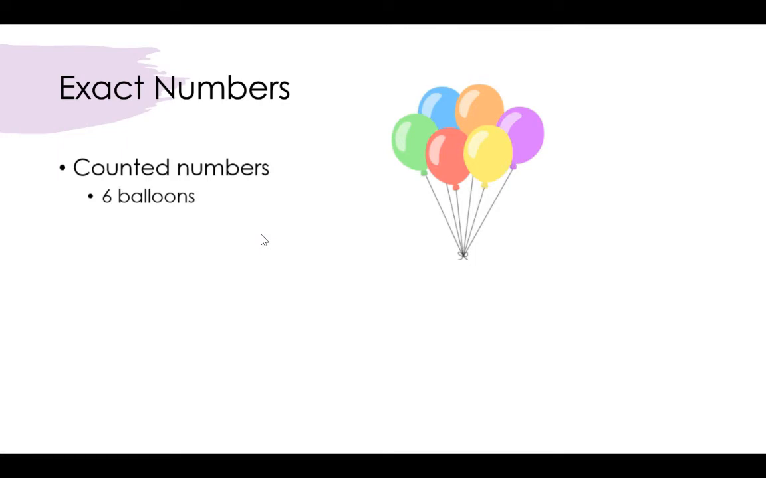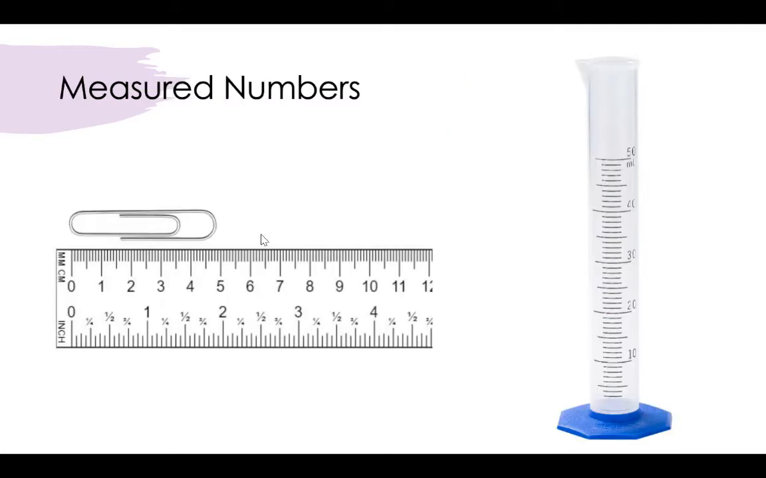So an exact number is either a counted number or a definition, and we do not round exact numbers. So if you count 6 balloons in the image, you keep it as 6 balloons. You never would round that to 10 balloons. You would always keep your counted numbers unrounded. And then a definition, for example, 1 foot is equal to 12 inches. We don't round those numbers. Definitions are exact numbers.